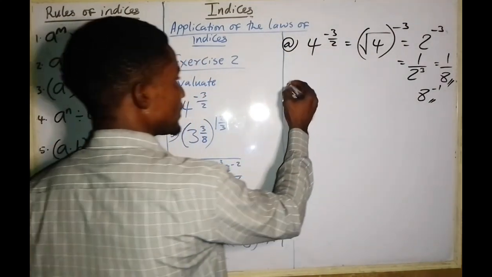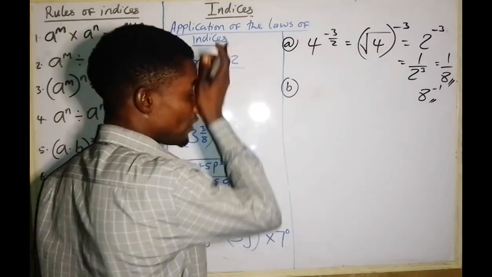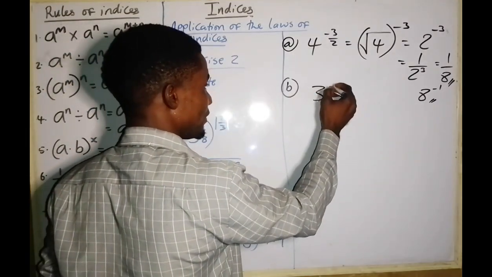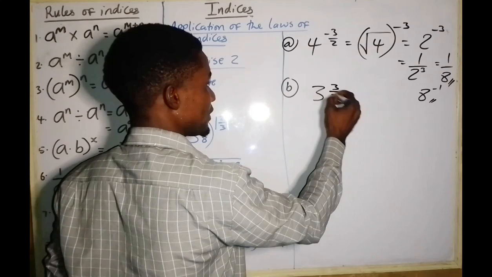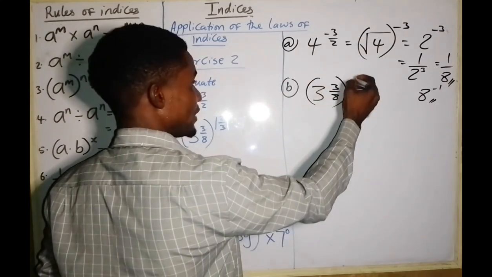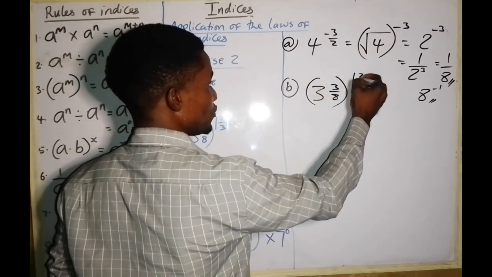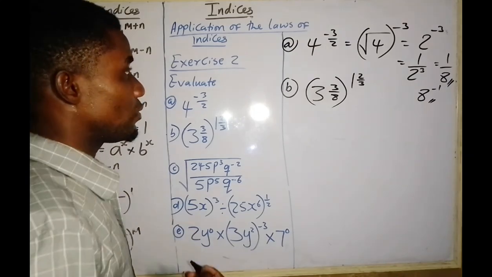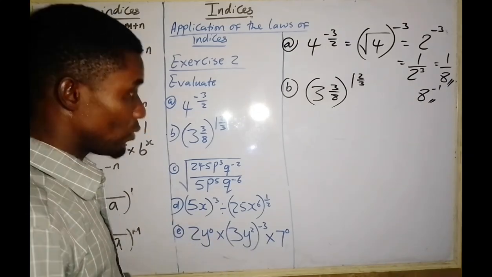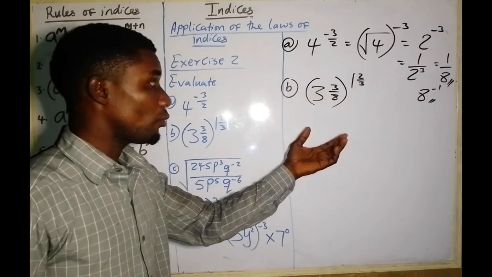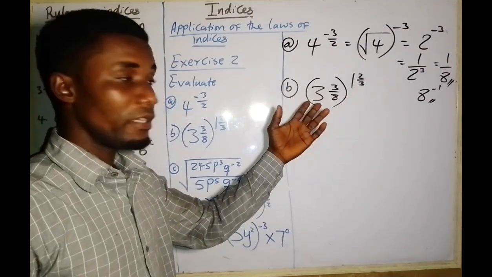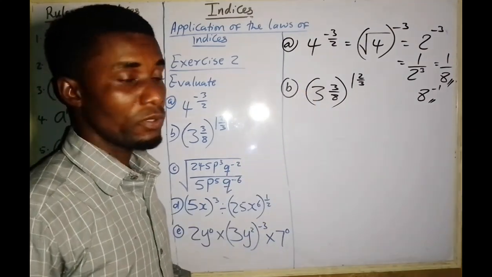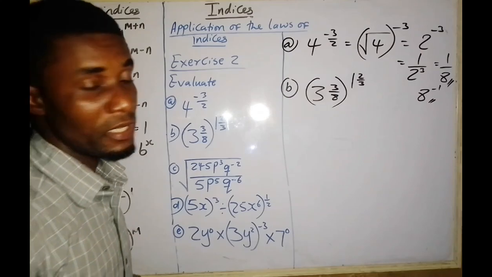Now let's move to the second question. The second question says we should evaluate 3 whole number 3 over 8, close the brackets, exponential 1 whole number 2 over 3. Now to solve this particular question, this is a mixed fraction. What we need to do is to change the mixed fraction to an improper fraction for easy evaluation.